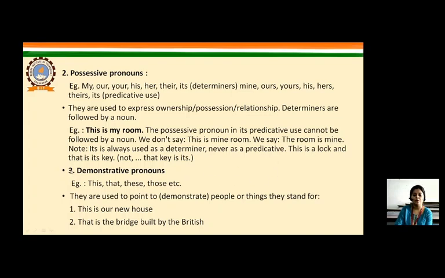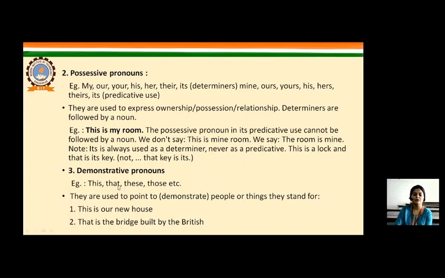This is a lock and that is its key. You will never say that key is its. No. You say this is a lock and that is its key. So you will always use the possessive determiner before a noun, and not in the predicative form.